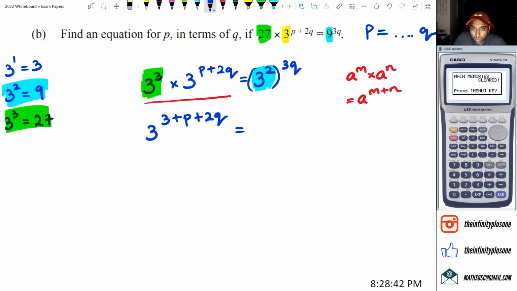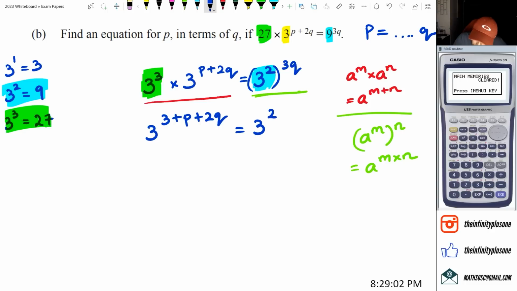equals. Now what we've got is a situation where it's powers of powers. So if you remember powers of powers, you would have a to the power of m to the power of n equals a to the power of m times n. And that's what I'm going to do on this side, which means I'm going to get 3 to the power of 2 times 3Q.